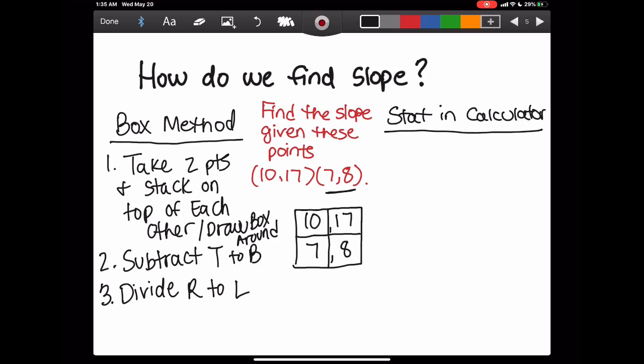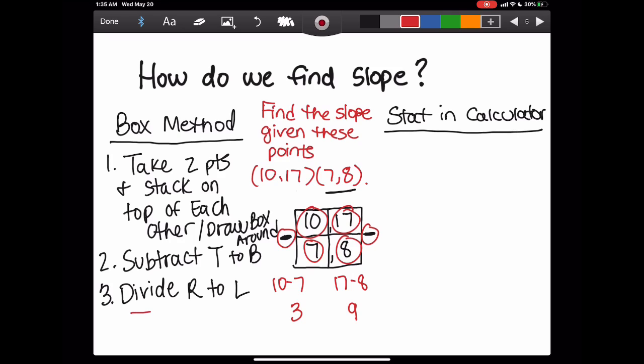And then step 2 says subtract from top to bottom. I'm just going to put these little subtraction symbols to remind me that I'm going to be subtracting from top to bottom. So I'm going to subtract 10 minus 7, and also 17 minus 8. 10 minus 7 will give me 3 and 17 minus 8 will give me 9.